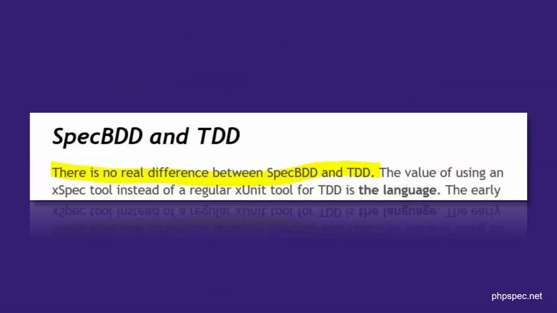But wait, we were talking about behavior-driven development, and now they've introduced another new term, Spec BDD. What's that? Well, luckily for us, this one is quite easy to break down as well. The PhpSpec documentation goes on to describe 2 levels of behavior-driven development, story and spec.